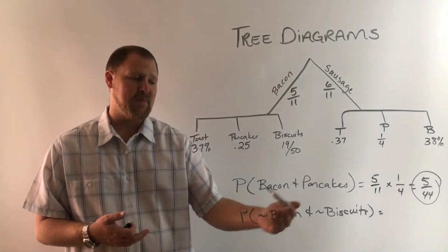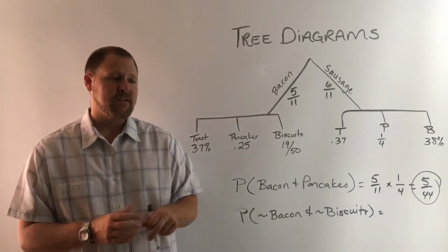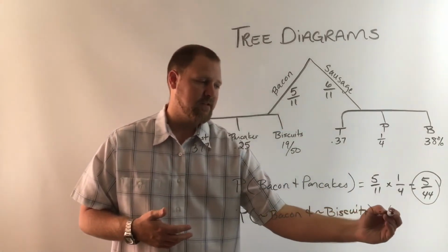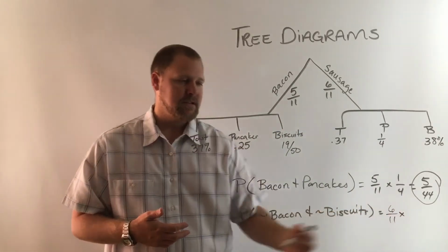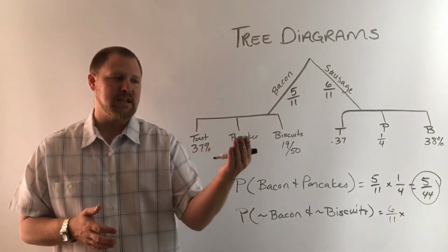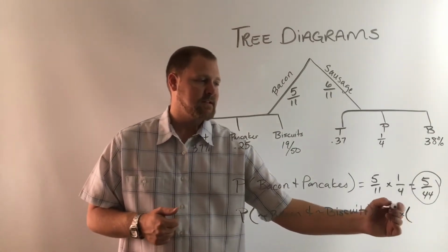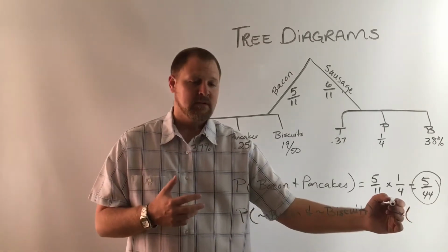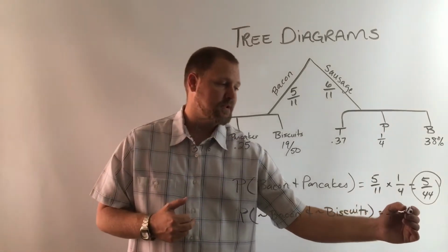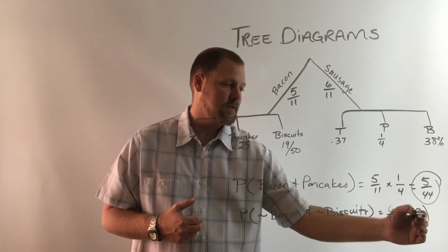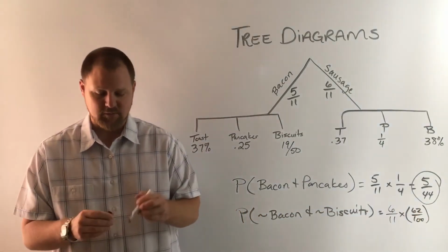The probability of not bacon and not biscuits: well, you have to take everything that's not those 2 things. So sausage is 6 over 11, that's not bacon, times the probability of the toast and the pancakes. The toast and the pancakes add up to 62%. So 62 over 100. If you want to keep it in fraction form, then you can multiply it there.